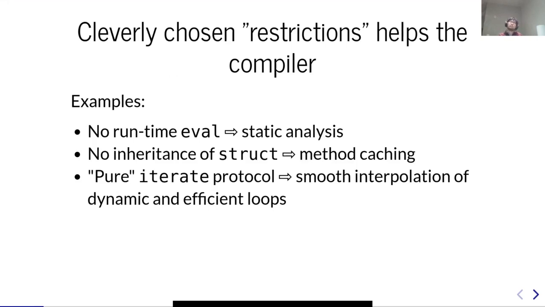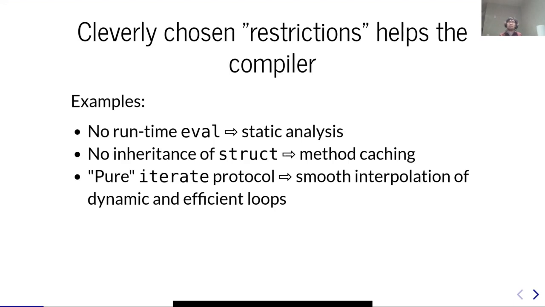By restrictions, I mean something like, for example, there's no runtime eval. Okay, there's a way to do it, but my point is that this cannot be triggered by default, and there's also a strong culture in the ecosystem that doing this is frowned upon. The point is that runtime eval is not the norm, and so a large part of the code in the Julia ecosystem can be statically analyzed.